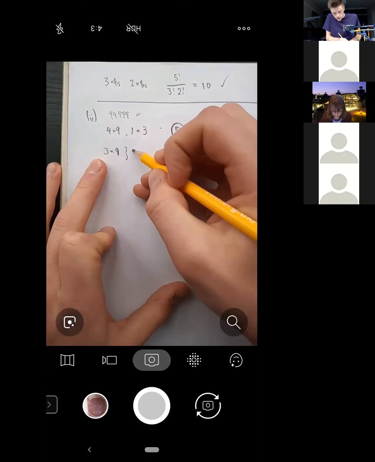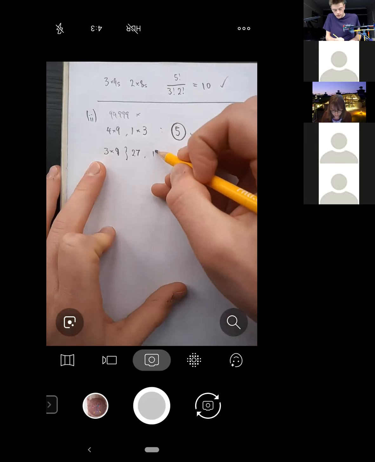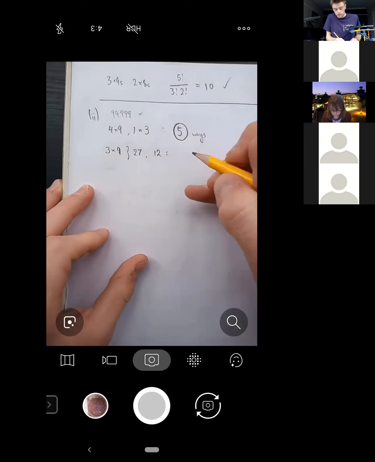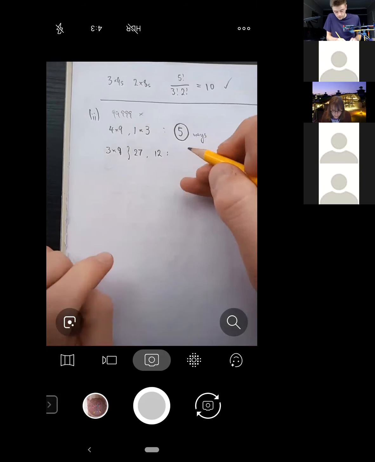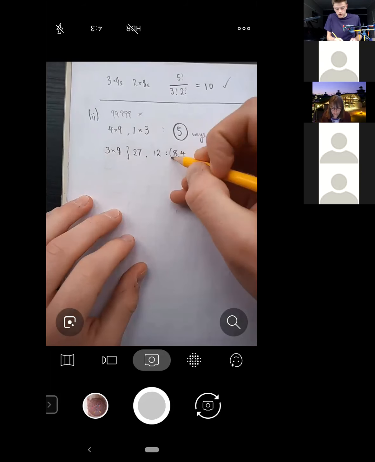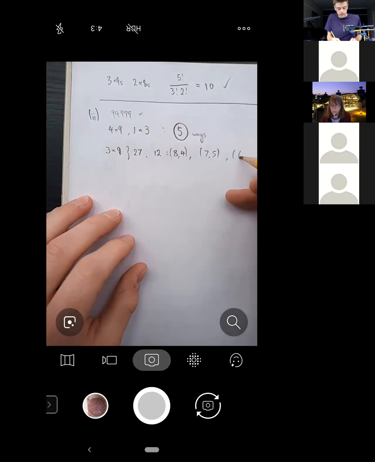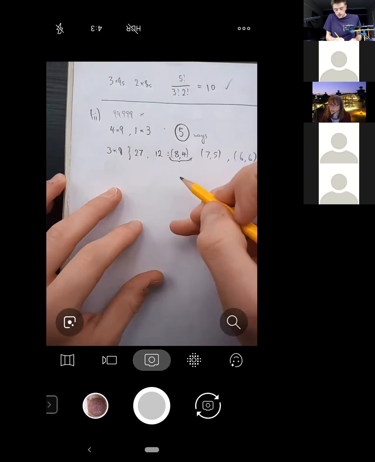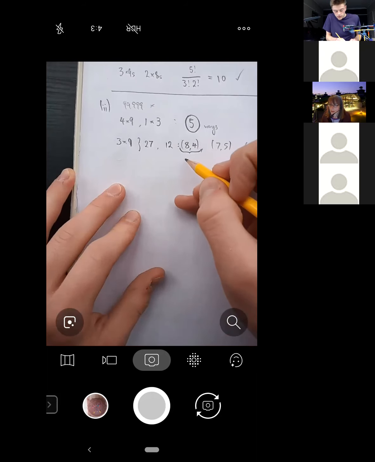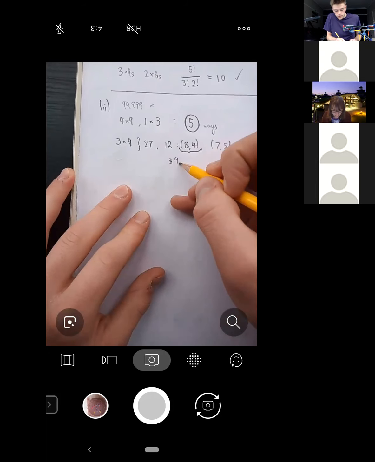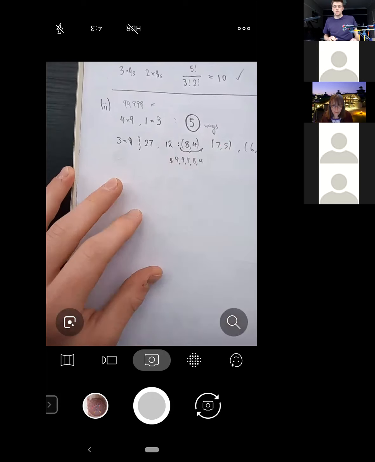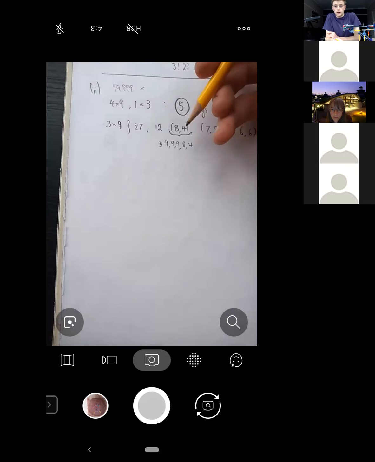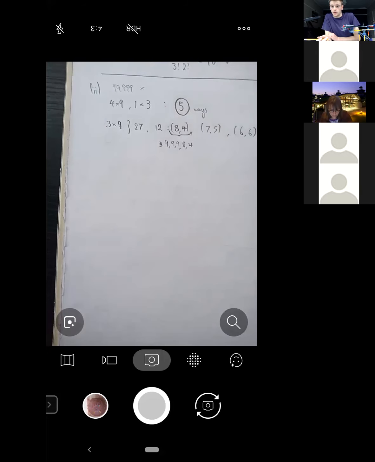So what about 3 nines? These sum to 27, and we're trying to get 12 out of the next 2 digits. So there are 3 ways to do this without any nines: 8 and 4, 7 and 5, or 6 and 6. Let's consider this case first. We've got 3 nines, an 8 and a 4. And we're asking how many 5-digit numbers can we make out of these digits here? And we can plug straight into our multinomial formula.